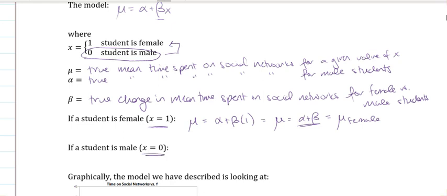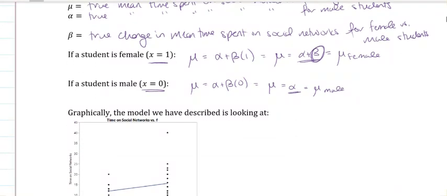Similarly, if the student is male, if x equals 0, mu equals alpha plus beta times 0, and that would just be mu equals alpha. We've already seen this. Alpha is the true mean time spent on social networks for males, so that would be mu male. And so the only difference is beta. So beta is the difference in time that females and males spend on social networks. So we could look and see, is beta equal 0? But we could also see just are mu female and mu male the same. So if these are the same, then beta equals 0. And if they're different, then beta is not equal 0.